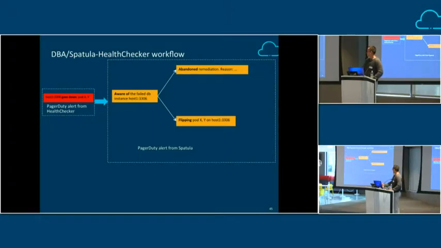Let's assume Spatula decides to flip the database pods. After the flip is done, it will send the last PagerDuty alert notifying the DBA whether remediation succeeded or failed. If it failed, the DBA needs to do the manual remediation. All these PagerDuty alerts will arrive on the DBA side within 1 minute. And all the PagerDuty alerts sent from Spatula are used to help the DBA decide whether human intervention is needed in a timely manner.